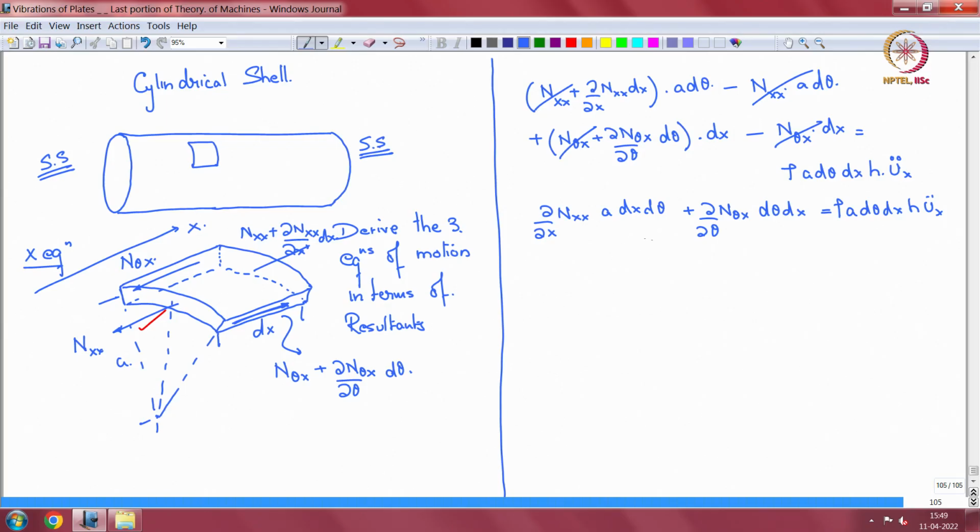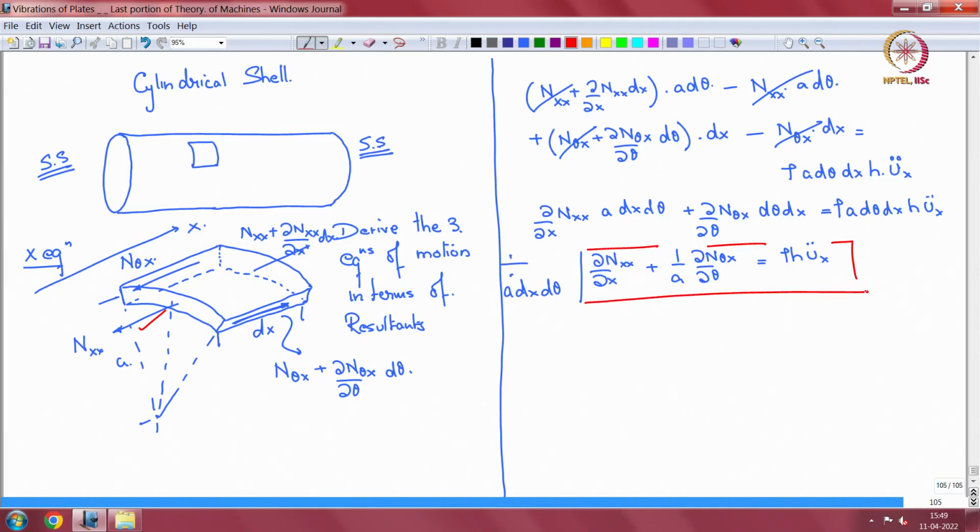Now if we divide by a dx d theta, we get del n_xx by del x plus 1 over a del n_theta x by del theta is equal to rho h u_x double dot. Okay. So that is the equation of motion in terms of resultants in the x direction.